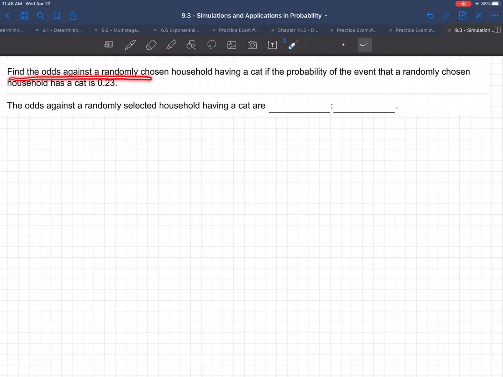Find the odds against a randomly chosen household having a cat if the probability of the event that a randomly chosen household has a cat is 0.23.